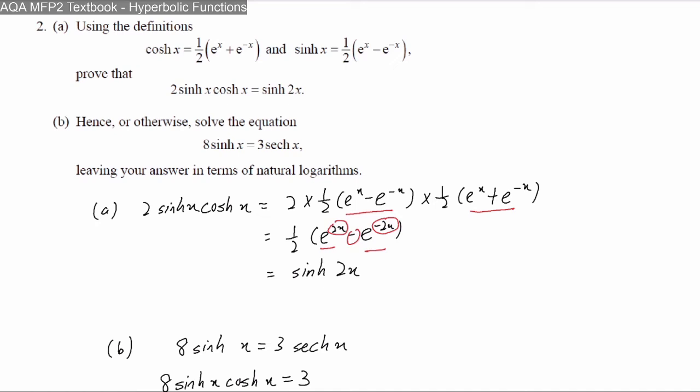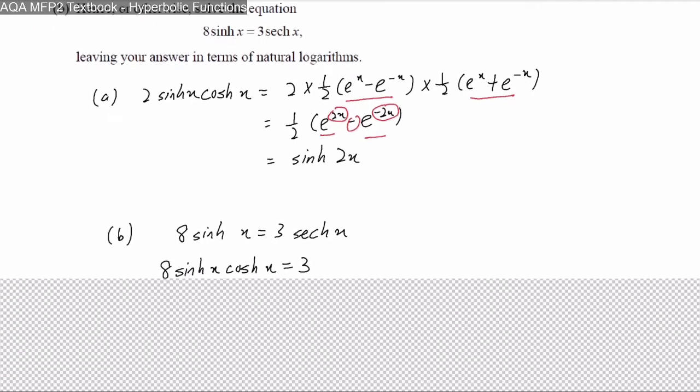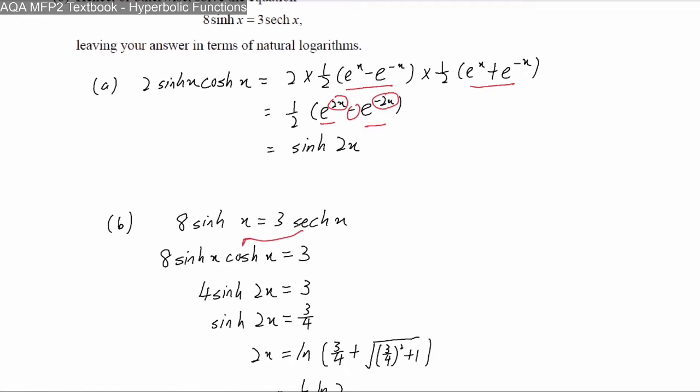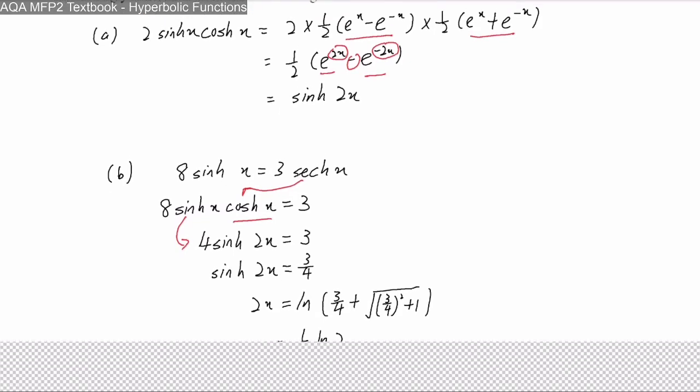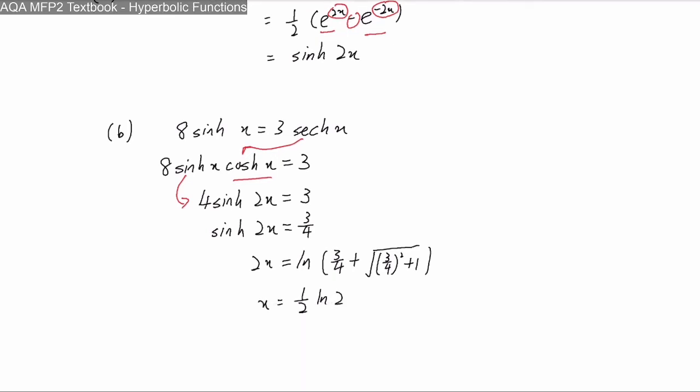Hence or otherwise, solve the equation where we have 8 sinh x is equal to 3 sech x. So basically we just have to move the sech over, so we actually get a cosh on our left hand side. The next step is to apply the identity that we proved in the previous part. So 8 sinh x cosh x can be written as 4 sinh 2x, based on what we have proven in the previous part. Now we solve for sinh 2x. The value of sinh 2x is 3 over 4.